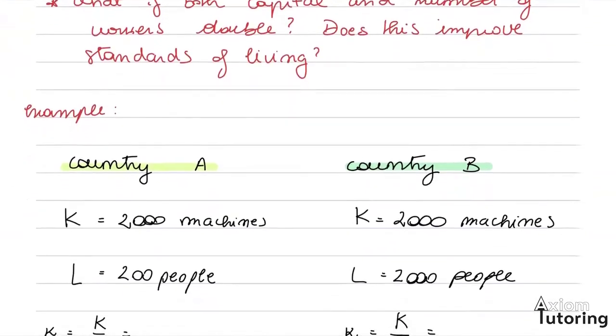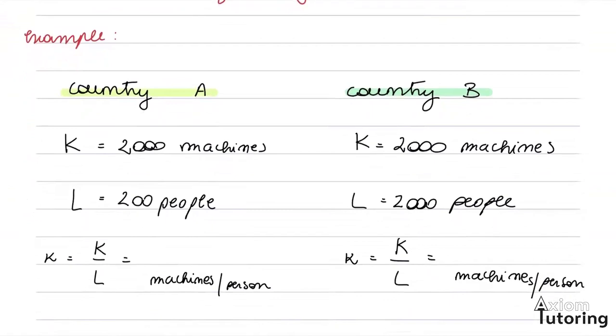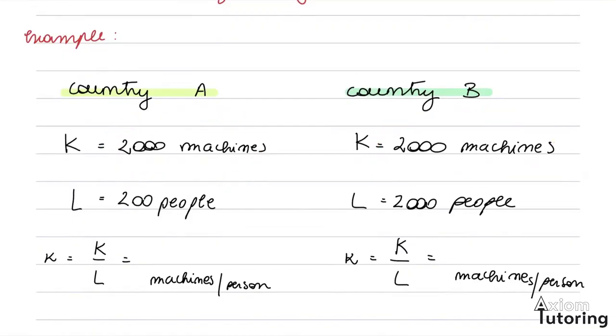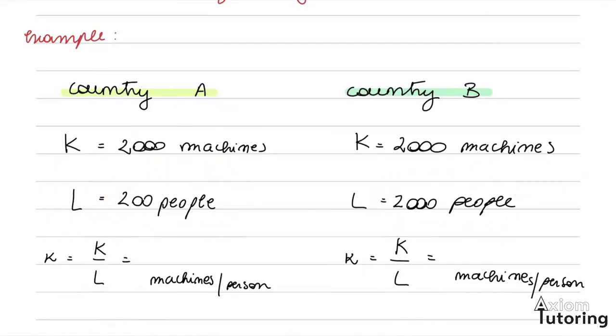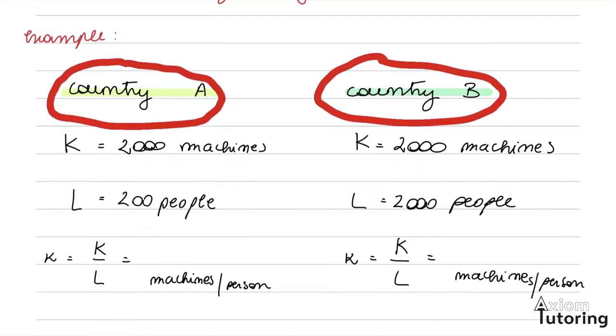So this is another reason why using capital per worker is very, very useful. In this case, we doubled the number of machines in both countries from 1,000 to 2,000. And we also doubled the amount of people working on those machines. So it looks like, compared to before, both countries are way more productive. Why? Because they use more machines.